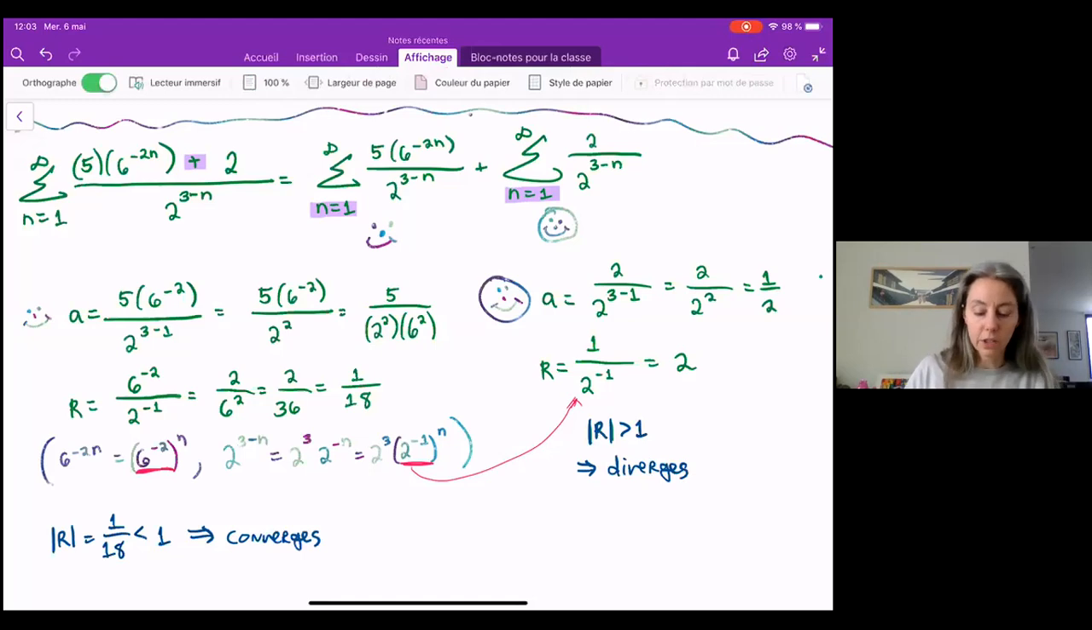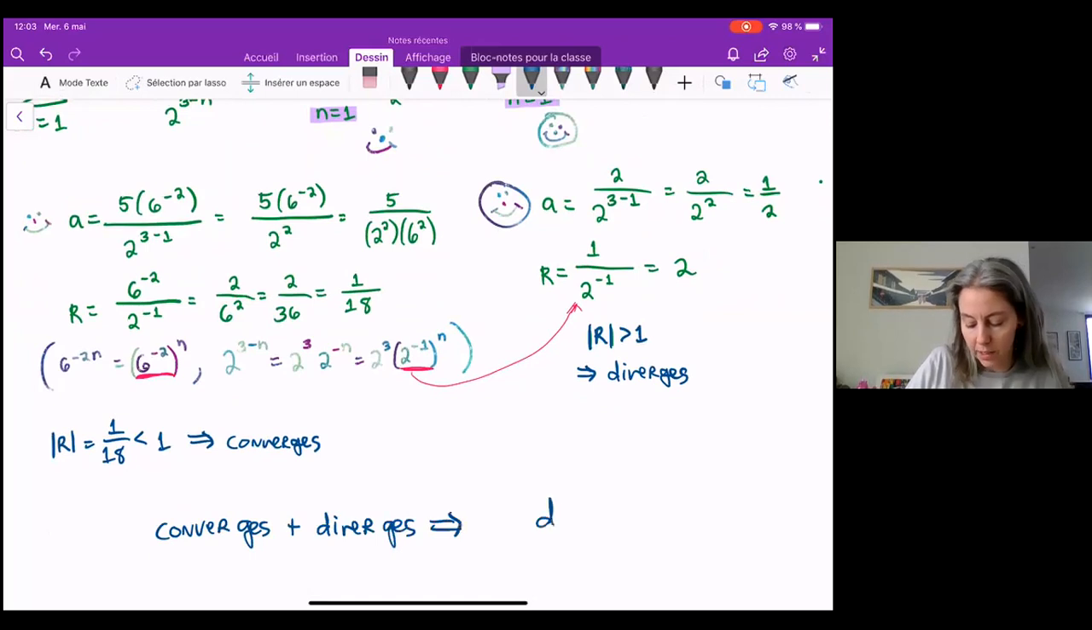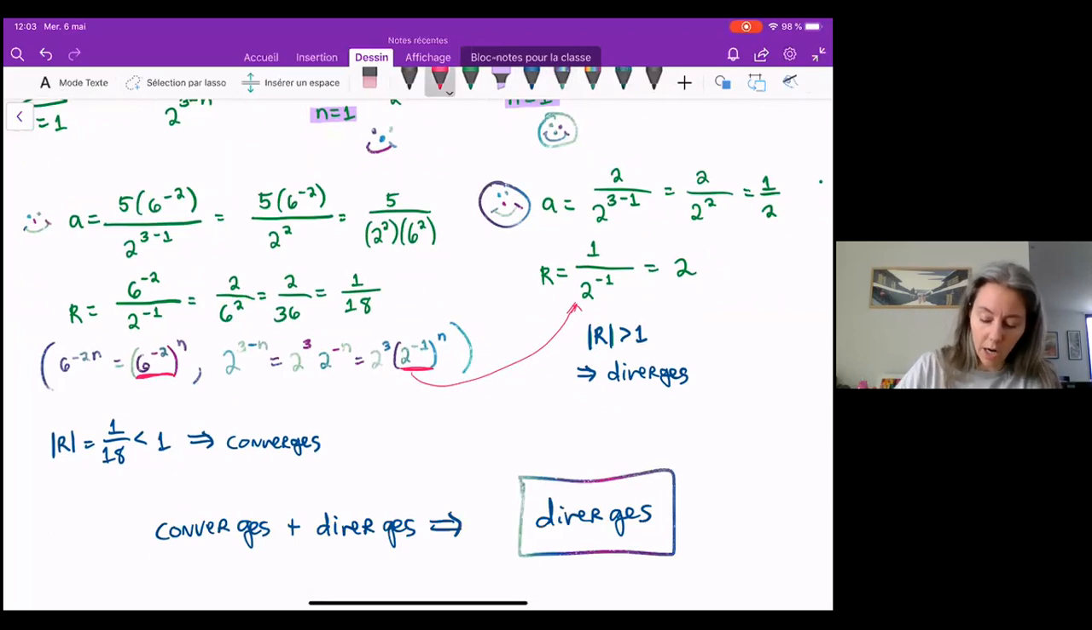So what we have is converges plus diverges. And what that means is that the whole thing diverges. A good way to think about that is if you have some finite number like 5, and then you add infinity to it, well, that 5 is not really changing the infinity. It's still going to be infinity. So converges plus diverges will always give me diverges. And the final answer here is that this thing diverges.